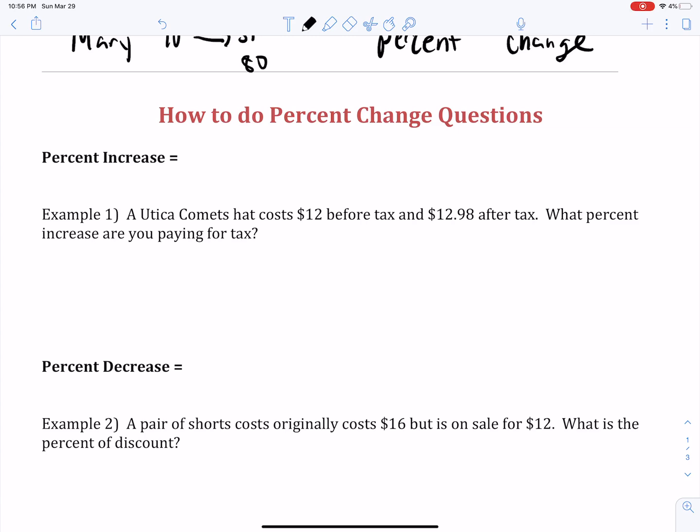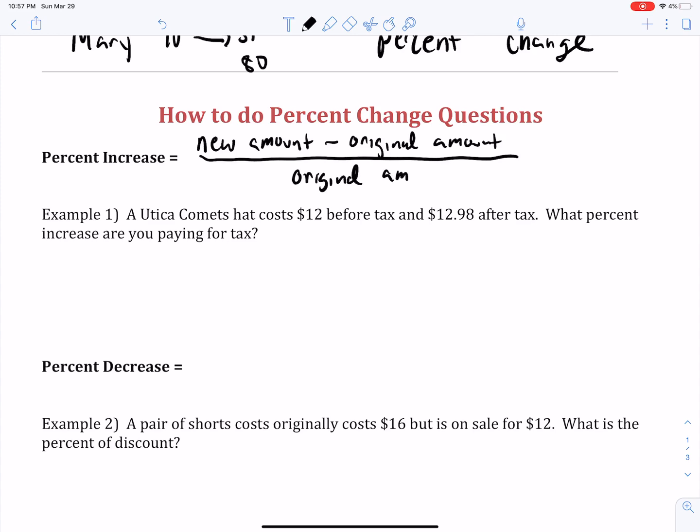And what you do is you take your new amount of whatever it might be. It might be push-ups, it might be sit-ups, it might be money. You subtract it from your original amount, and you divide it all by your original amount. It'll always be division by the original amount. So let's look at an example of how to do this.